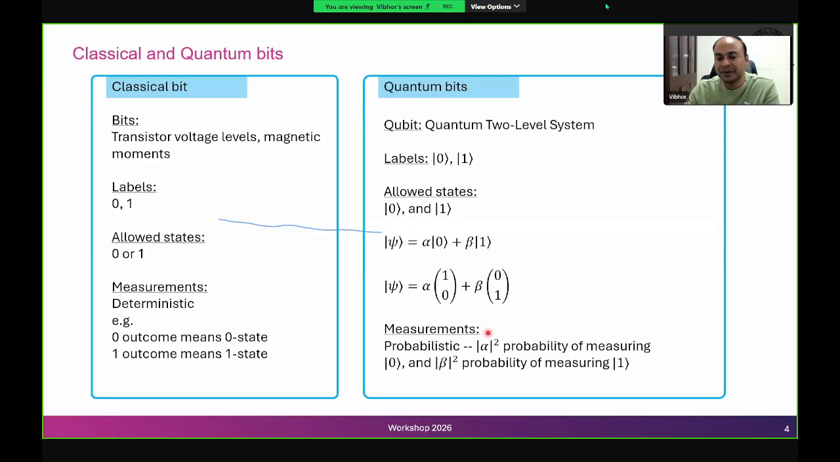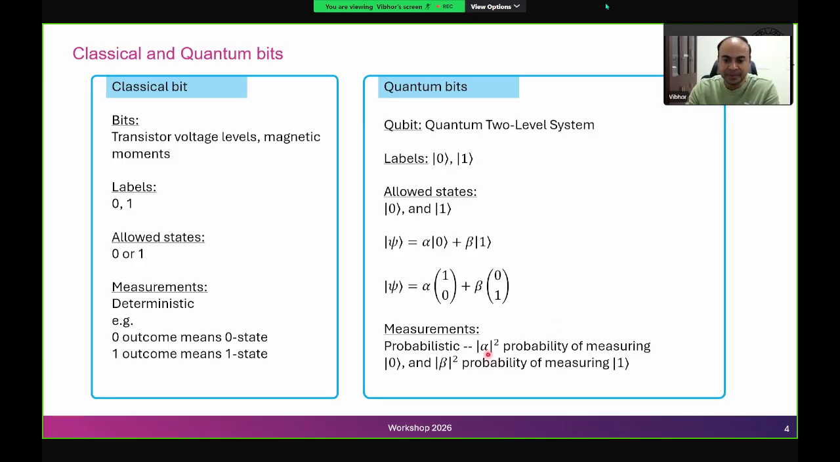If you perform measurements on such quantum states, for example a superposition like alpha |0> + beta |1>, we get a single outcome. Either it will be 0 or 1. The meter which is measuring this quantum state will never show you a superposition. It will show you a deterministic answer that it has measured 0 or 1.